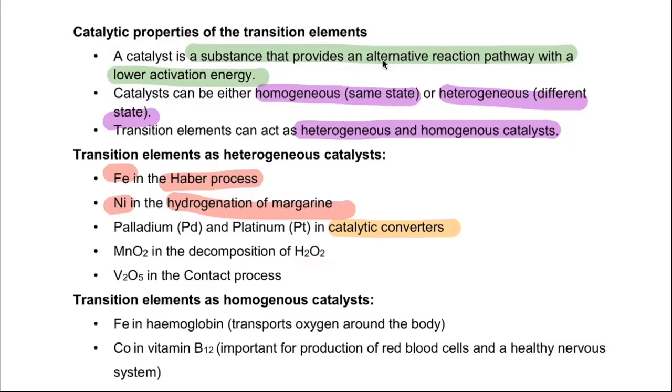Manganese dioxide in the decomposition of hydrogen peroxide. This is what, when you see those videos on the internet and they have a container of something and then they add something to it and it explodes and expands and gets really big, it looks like foam.